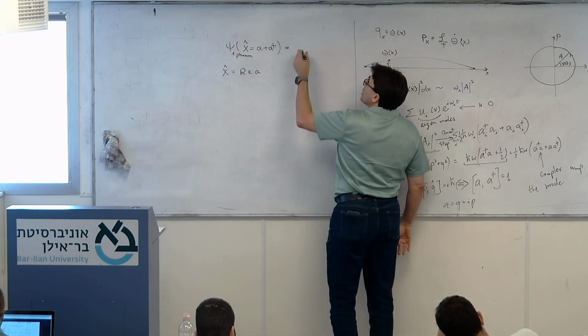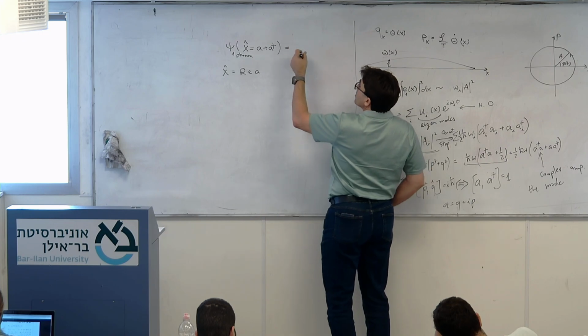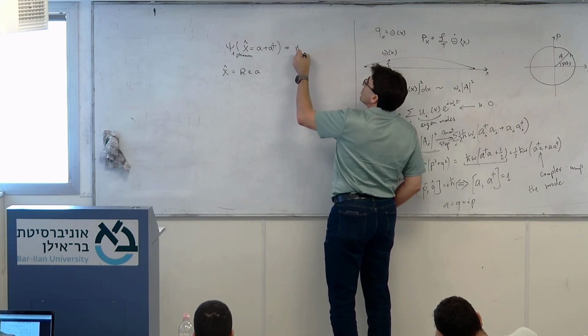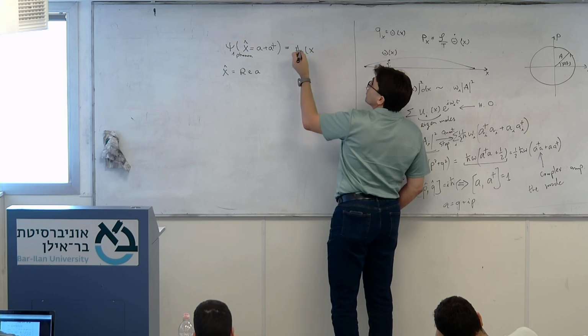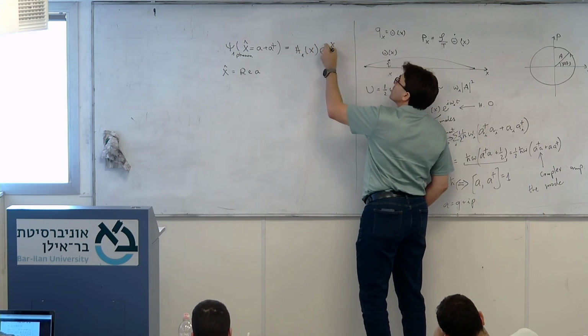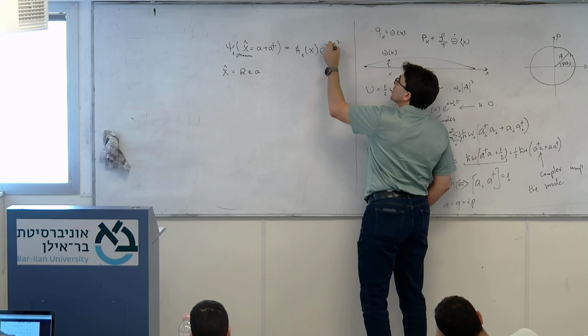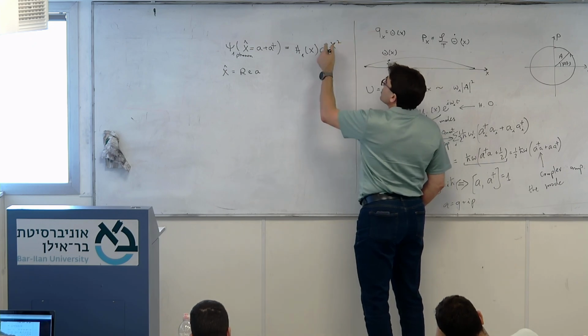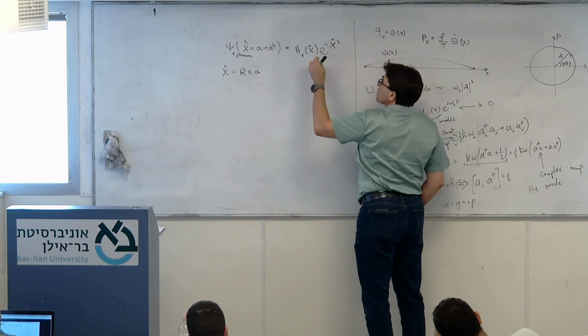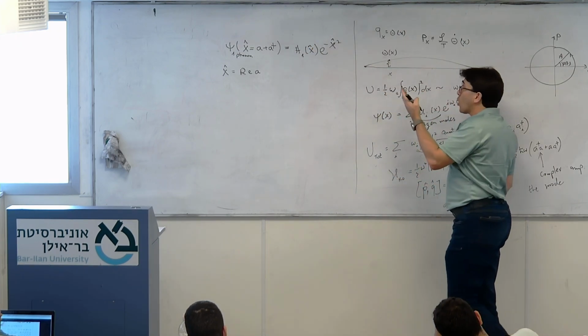This is the Hermite Gaussian, this is the h1 of that x times e to the minus x squared, right? But what is that x? This is important to understand.